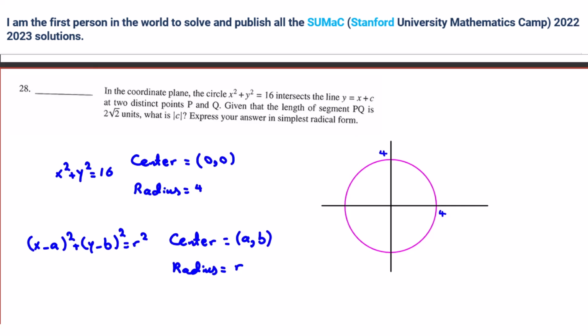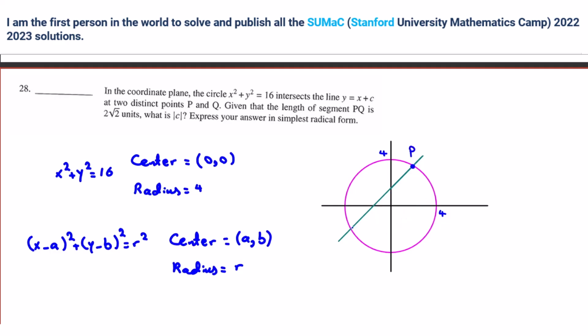y equals x plus c. So c can be positive or negative, right? And look, because the slope is 1, if c is positive, it would be this. If c is negative, it would be this. So in both cases, PQ would be the same, right? Yeah, because it is symmetric about the origin.